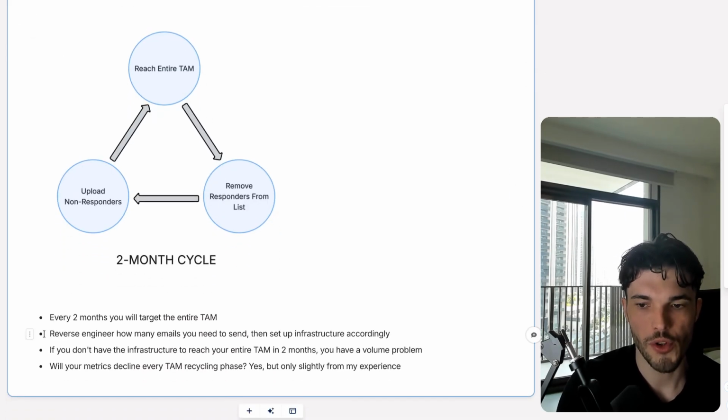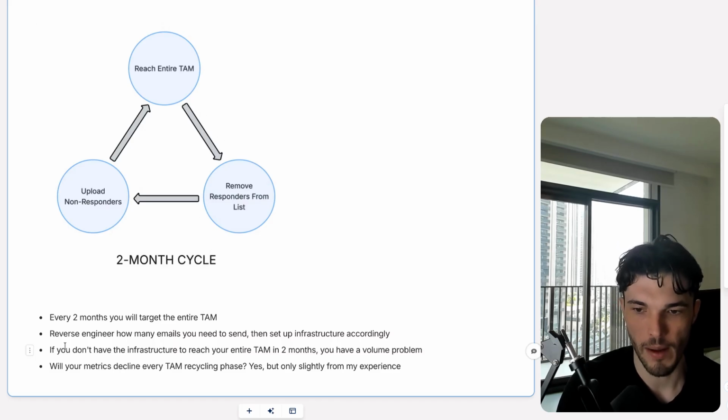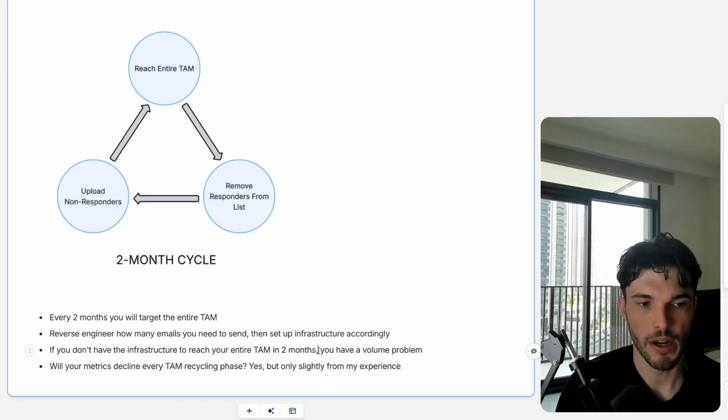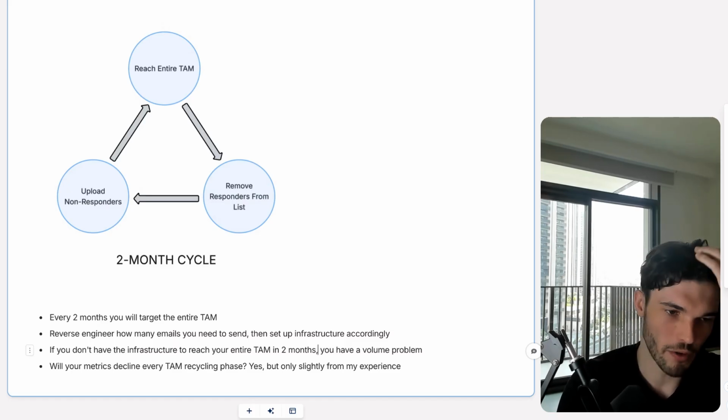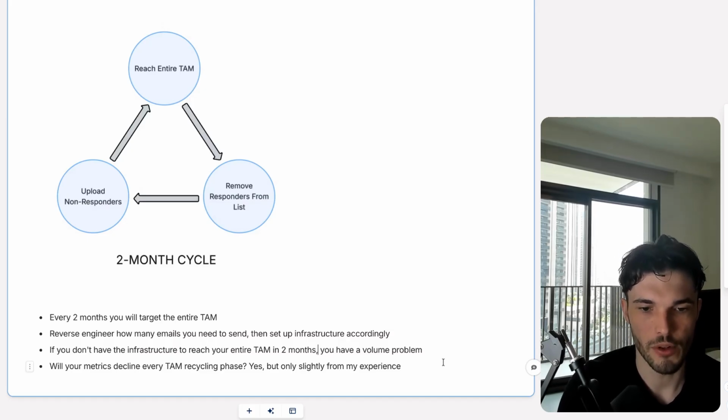And then, of course, once you have your TAM size, you can reverse engineer how many emails you need to send to be able to reach your entire TAM in 2 months' time. And if you don't have the infrastructure to reach your entire TAM in 2 months, you have a volume problem, right? I'm going a bit ahead of myself here, but that's one way to see that, okay, I need more volume here. That could be one of the issues.